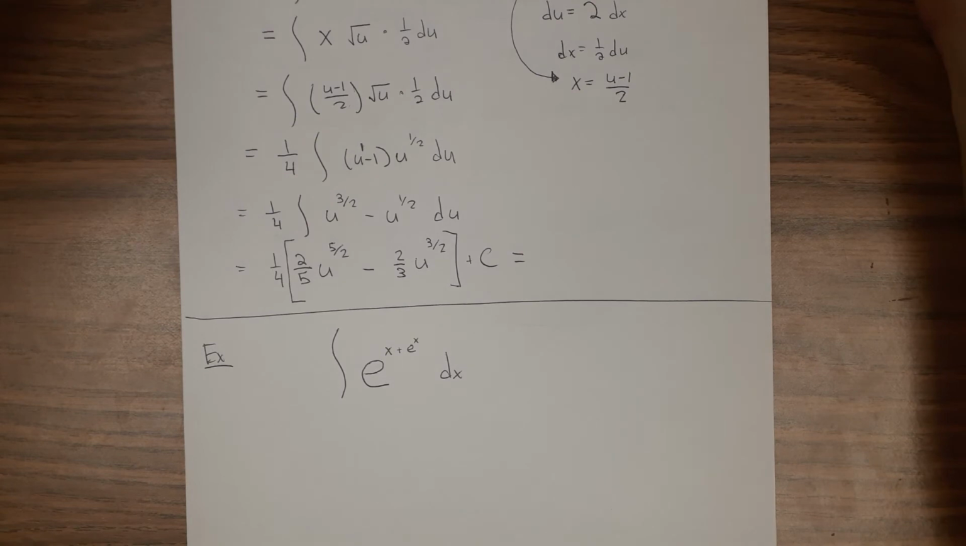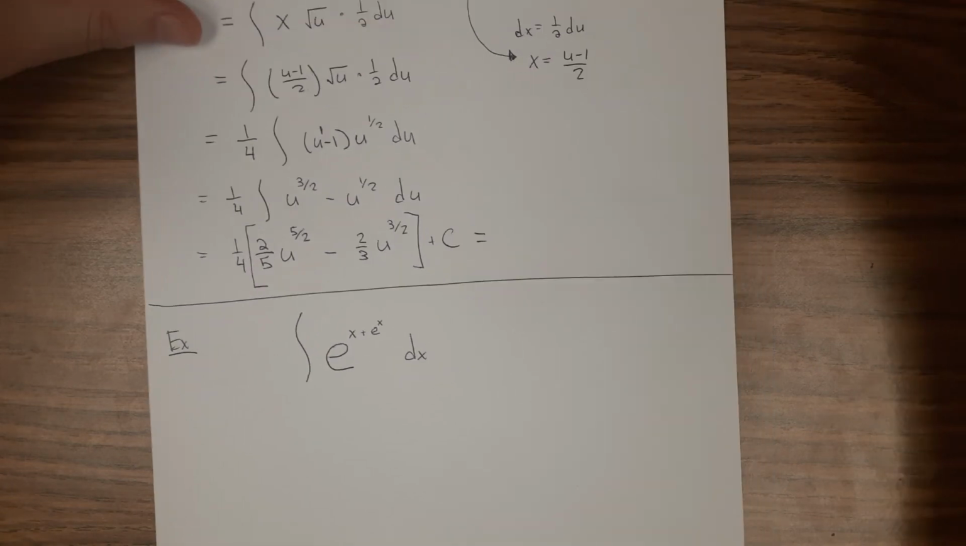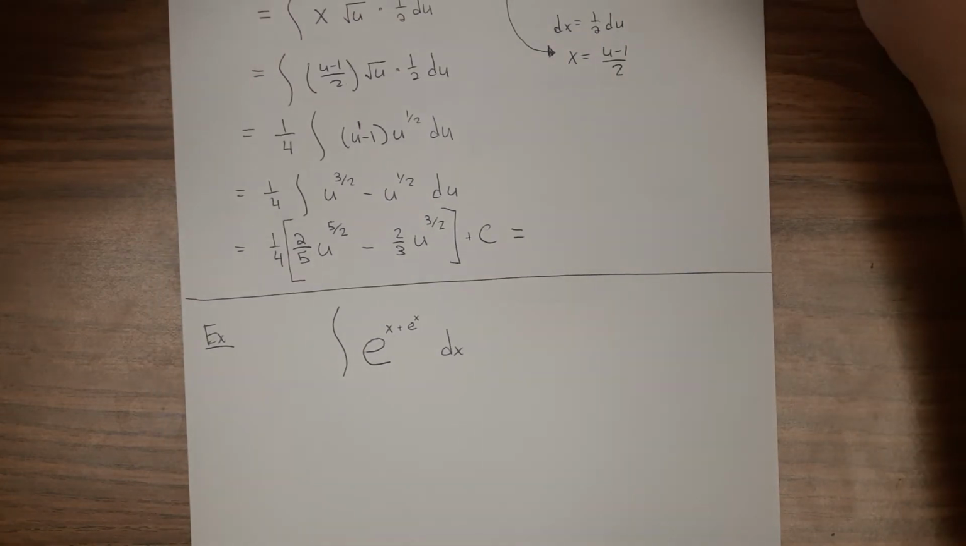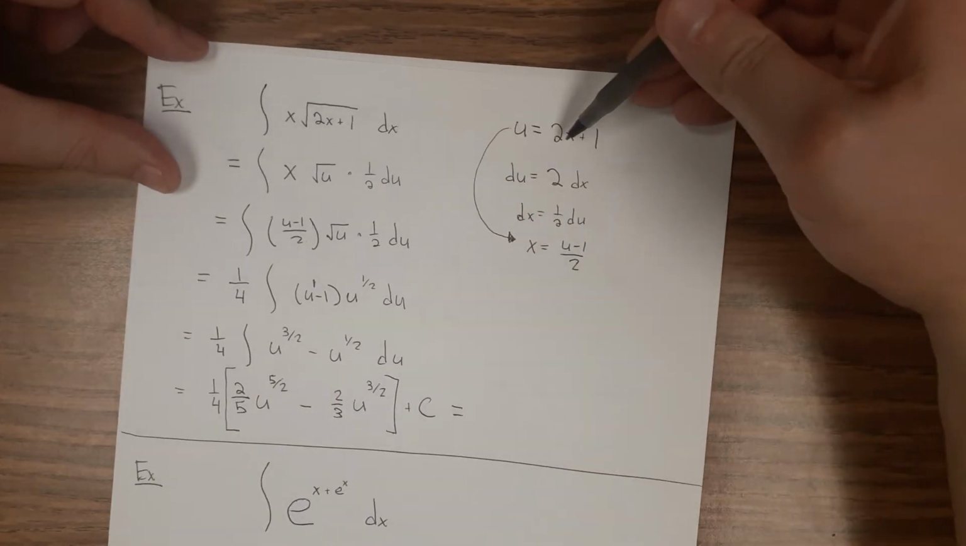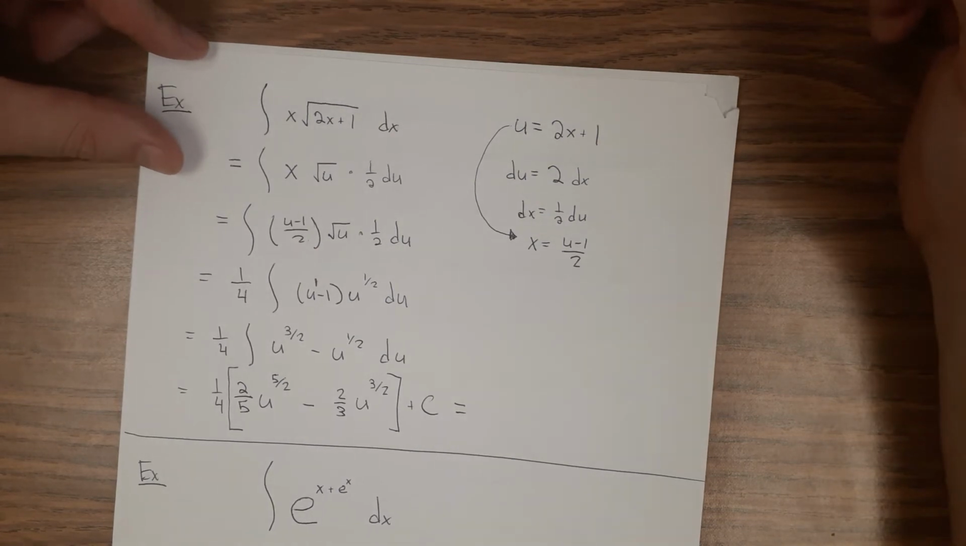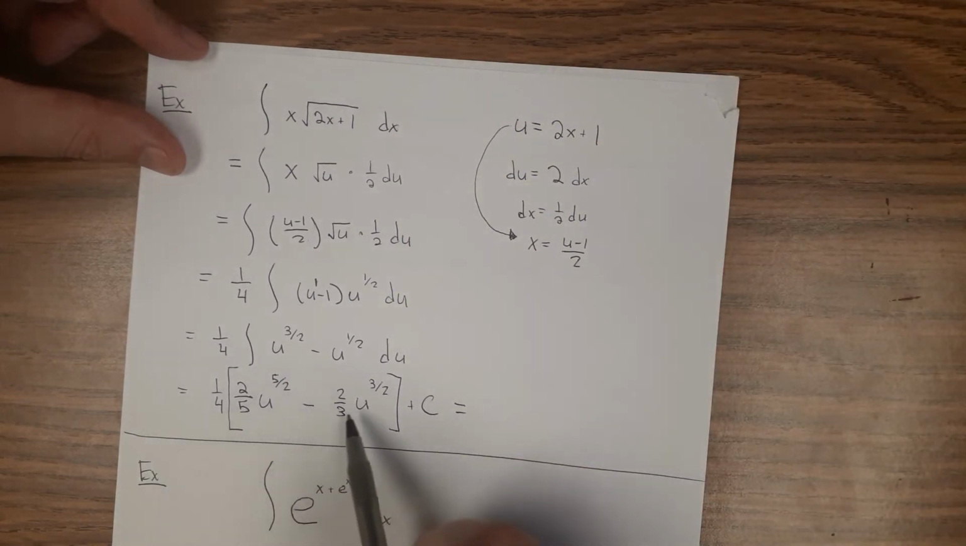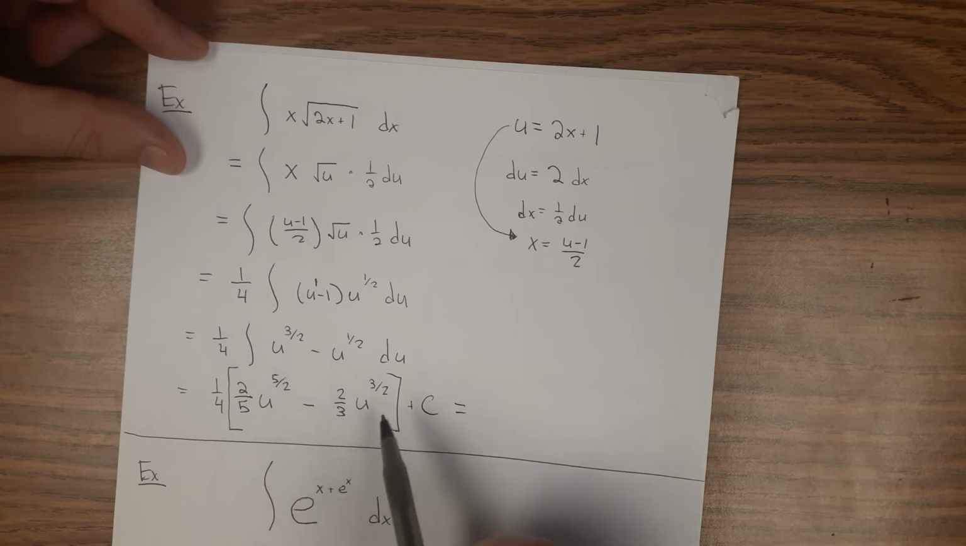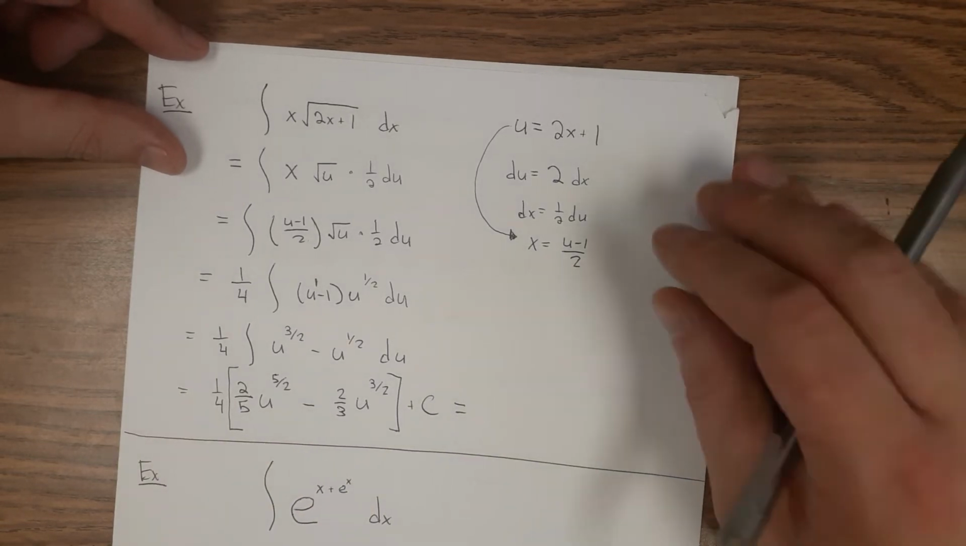Last step is I want to go back to x's. So let me write. So u was 2x plus 1, so I'm just going to replace that. I'm also, hope you don't mind, going to clean this up a little bit and distribute the 1/4 and simplify the fractions a bit.